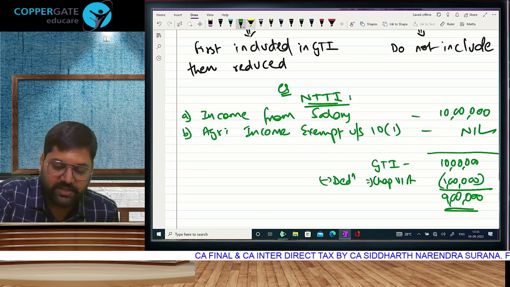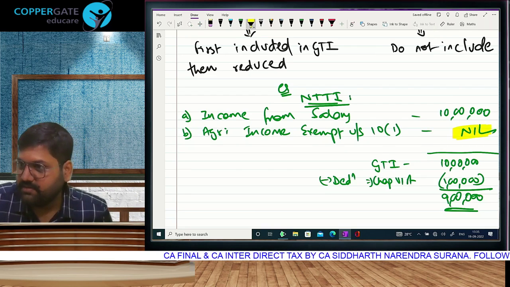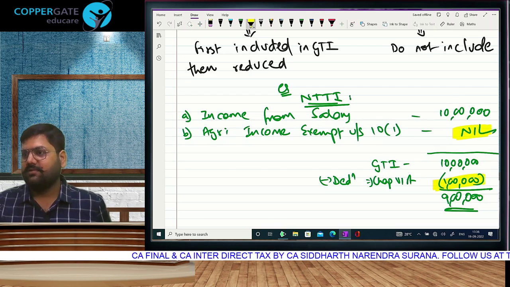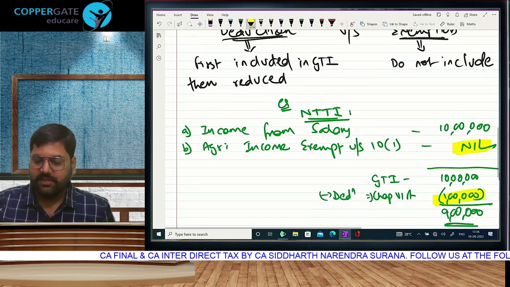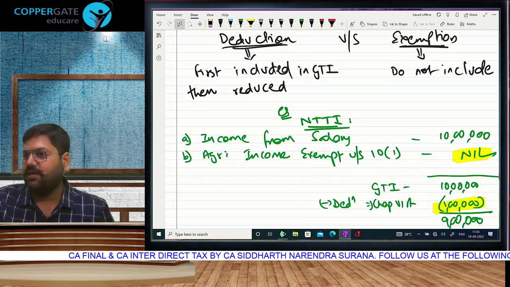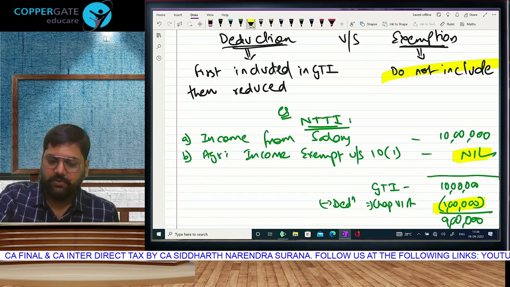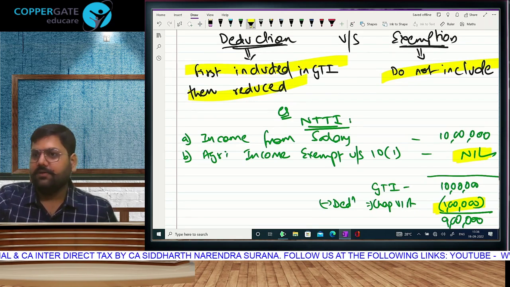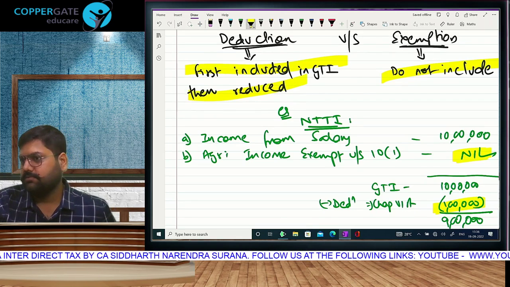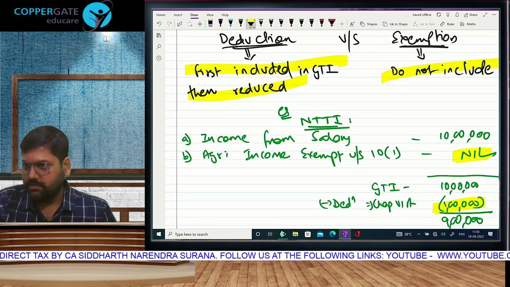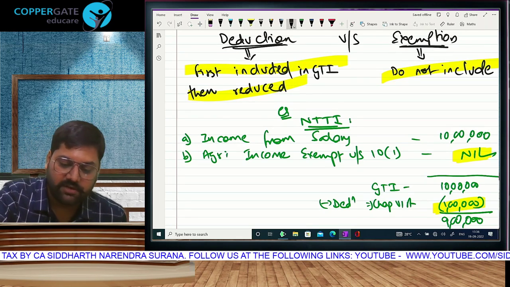This is the difference between exemption and deduction. Exemption, do not include. Deduction, first include, then reduce. Is the difference understood? A good student should ask a counter question.